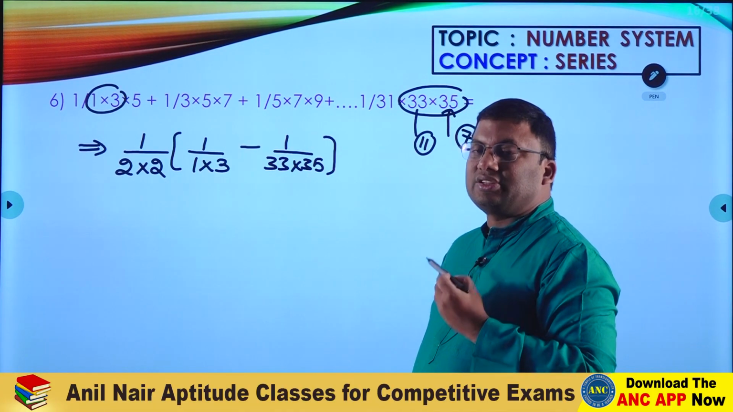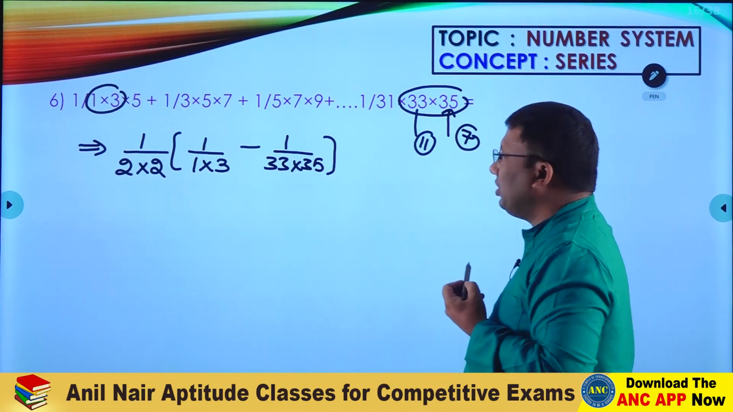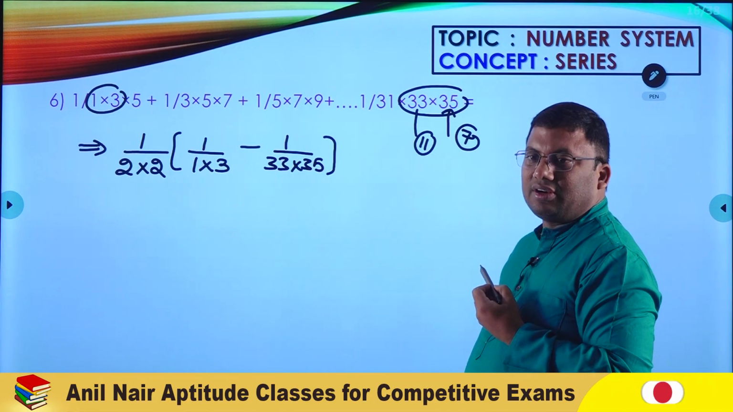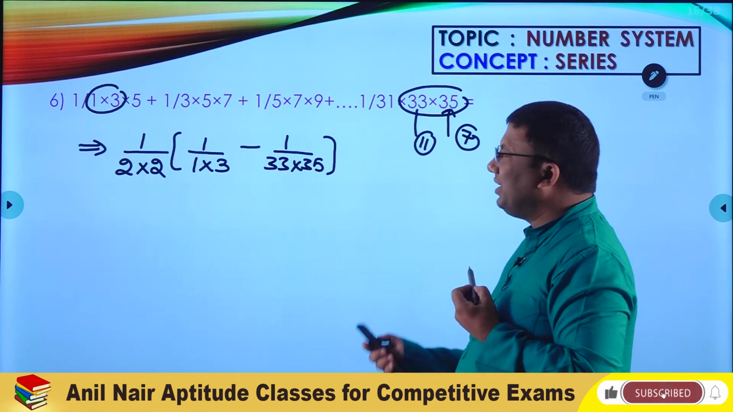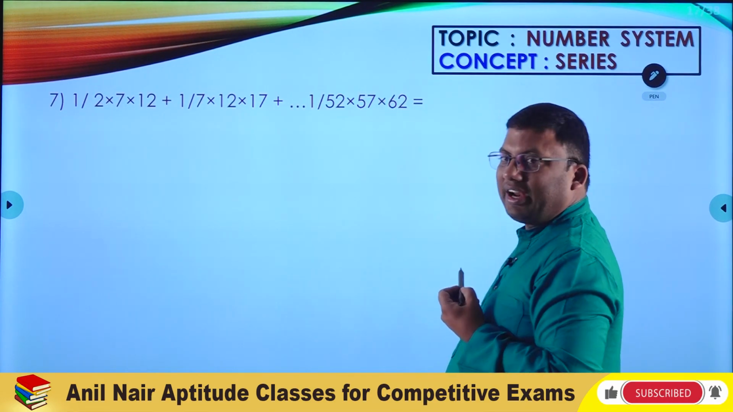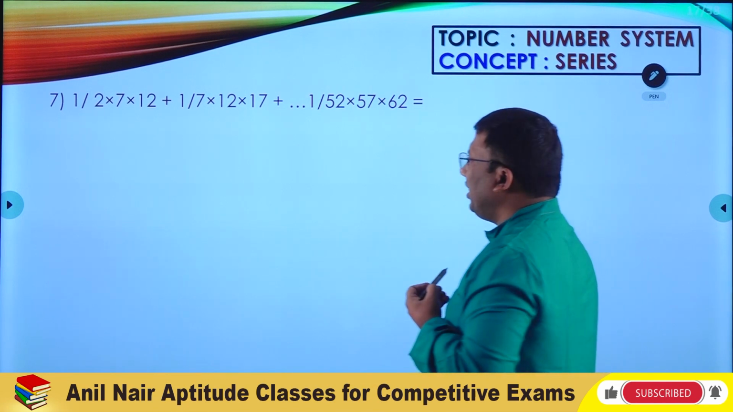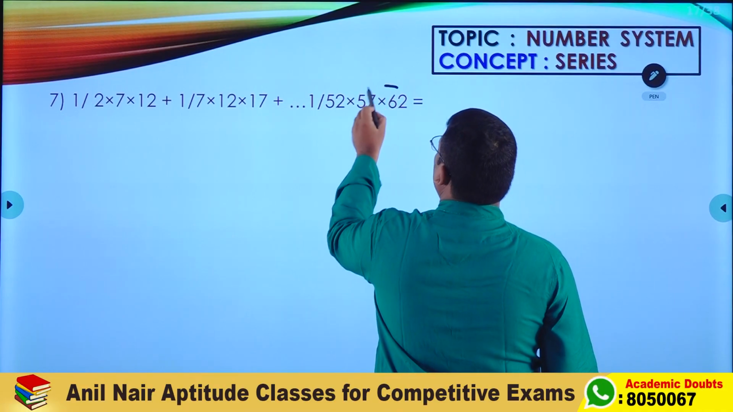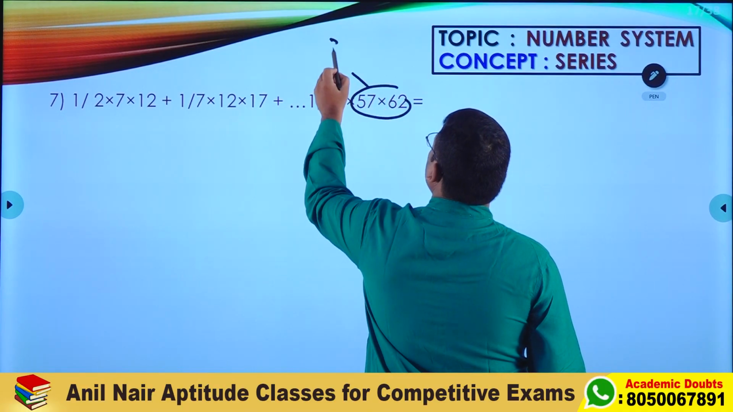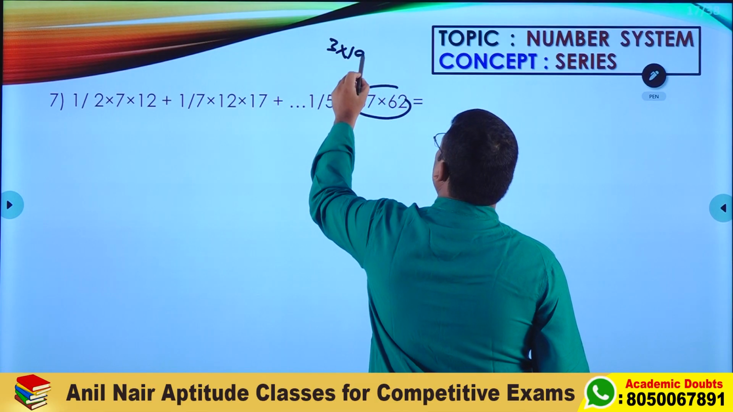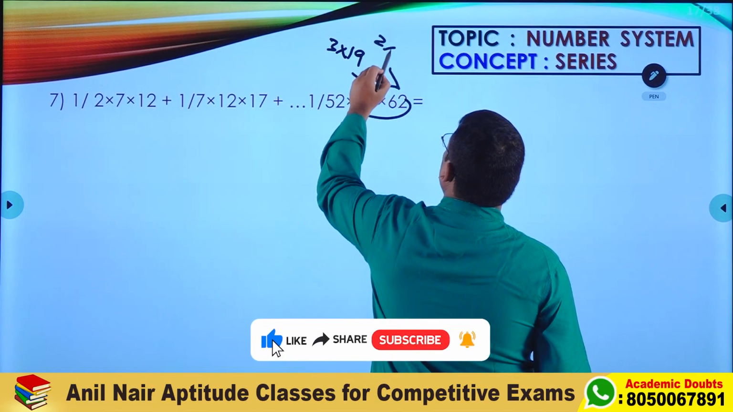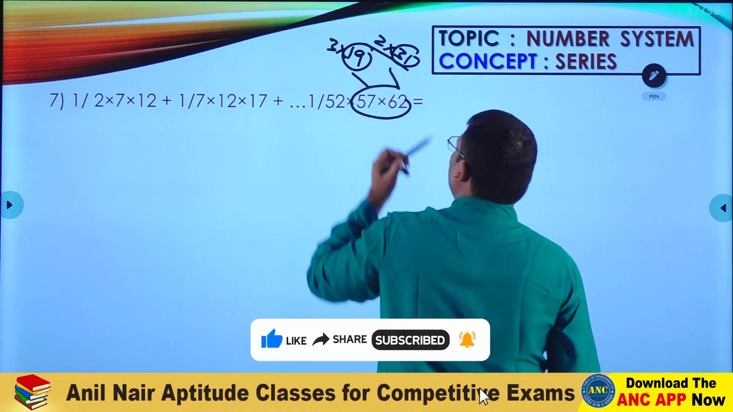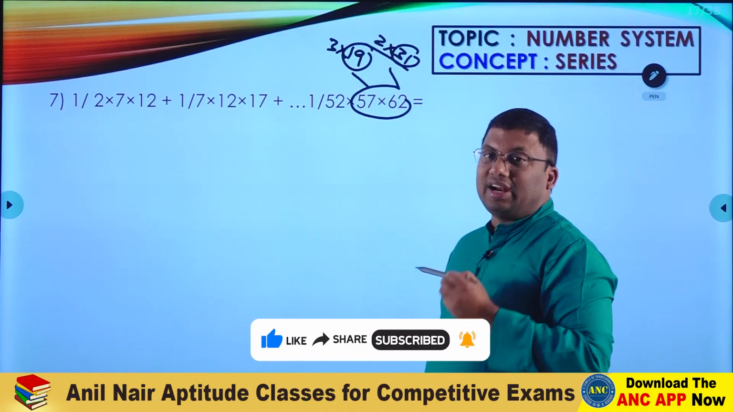Keep an eye on the answer options and also know the shortcut way to solve. I hope the idea is clear. Please write down the answer. What should the answer contain? 3 values are there. First 2 and last 2. 57 is 3 into 19. 62 is 2 into 31. The answer should contain a prime number related to 19 and 31.